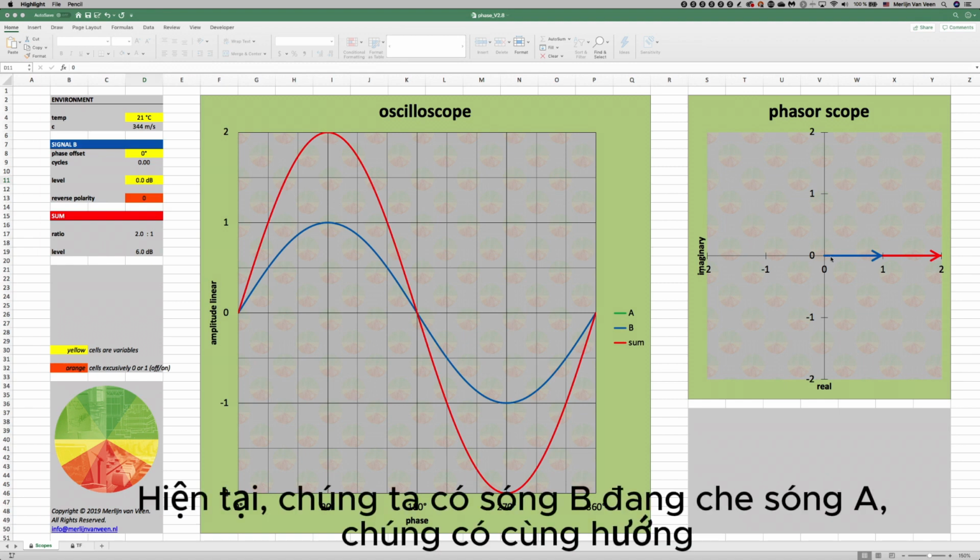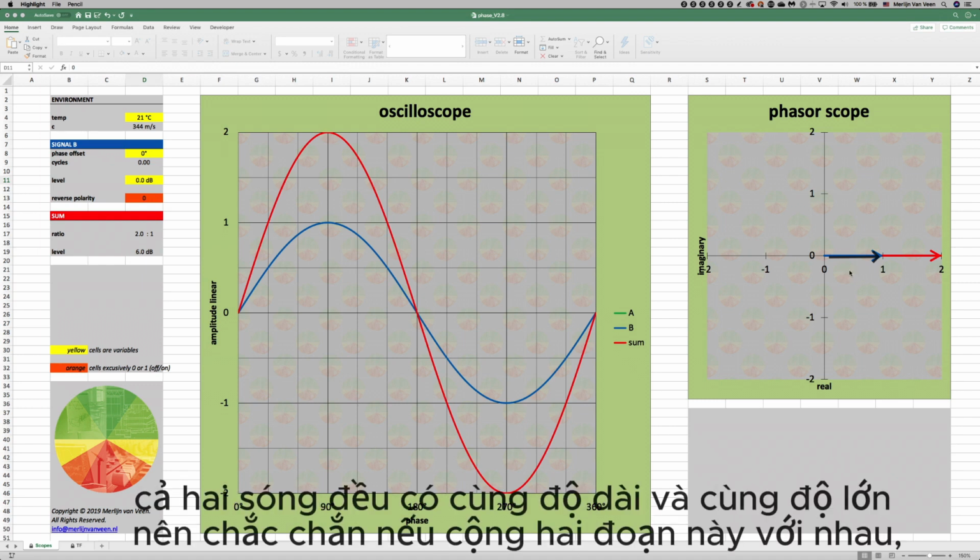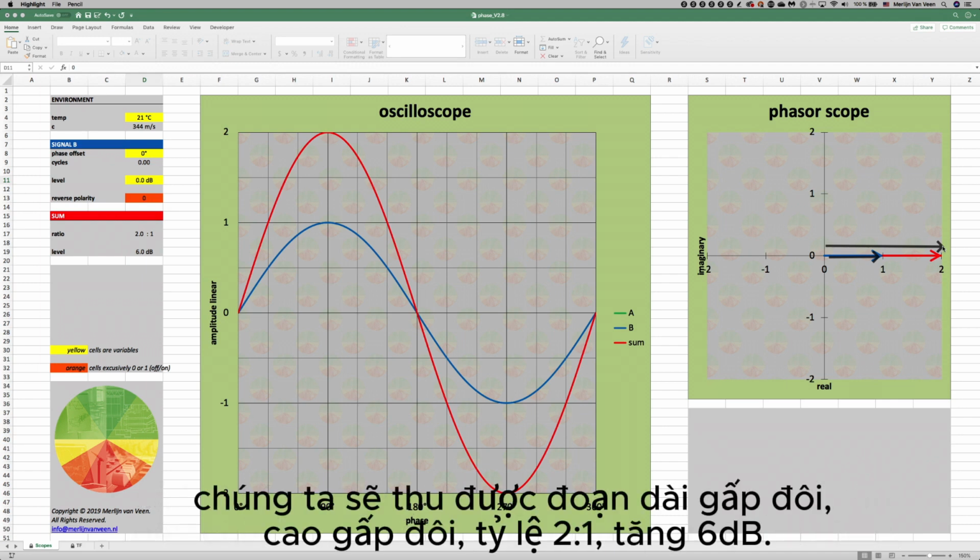So right now we have our B signal, which is masking our A signal. They have the same direction, the same orientation, and both signals have the same length, the same magnitude. So surely if we add two of those segments together, we're going to get something which is twice as long, twice as tall. Again, a 2:1 ratio, a 6 dB increase.